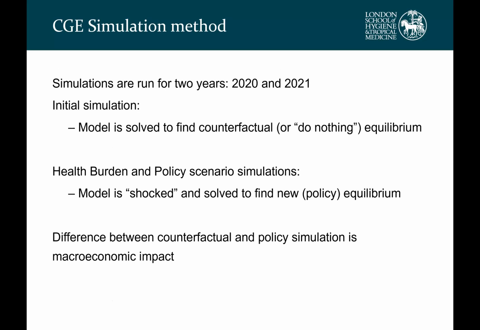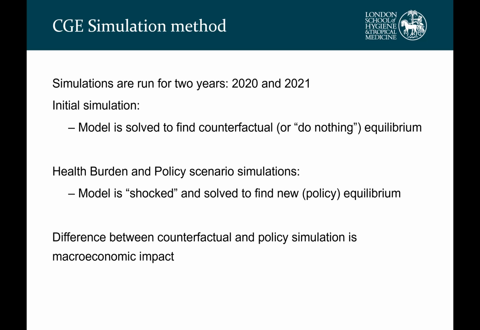The modelling method itself, we run these simulations for 2 years. It's a dynamic model and we've opted to run for 2020 and 2021. We can do it for longer periods. The initial simulation is the thing that we run first. So we solve the model to find a do nothing, or a counterfactual, as we call it, equilibrium. So what happens if we don't do anything in the Pakistan economy to change the Pakistan economy over the coming 2 years?